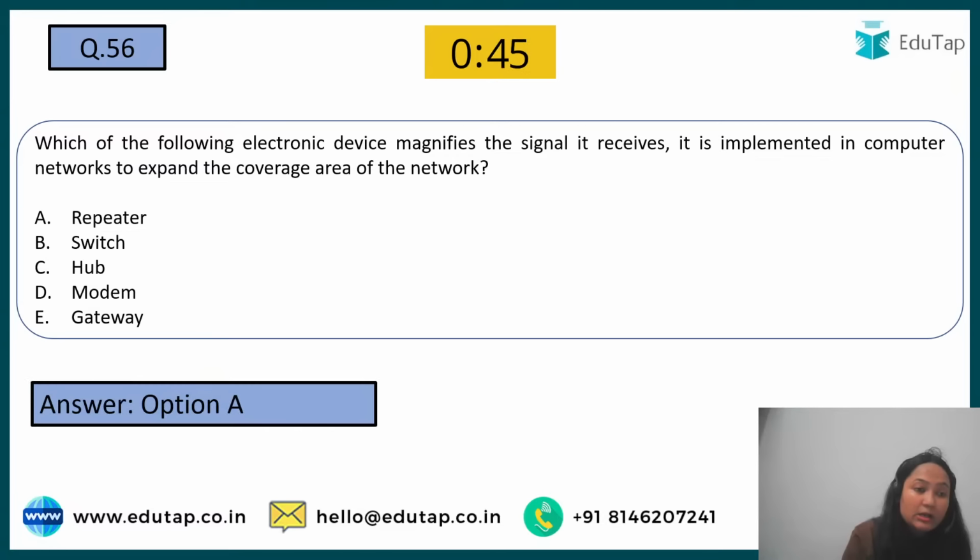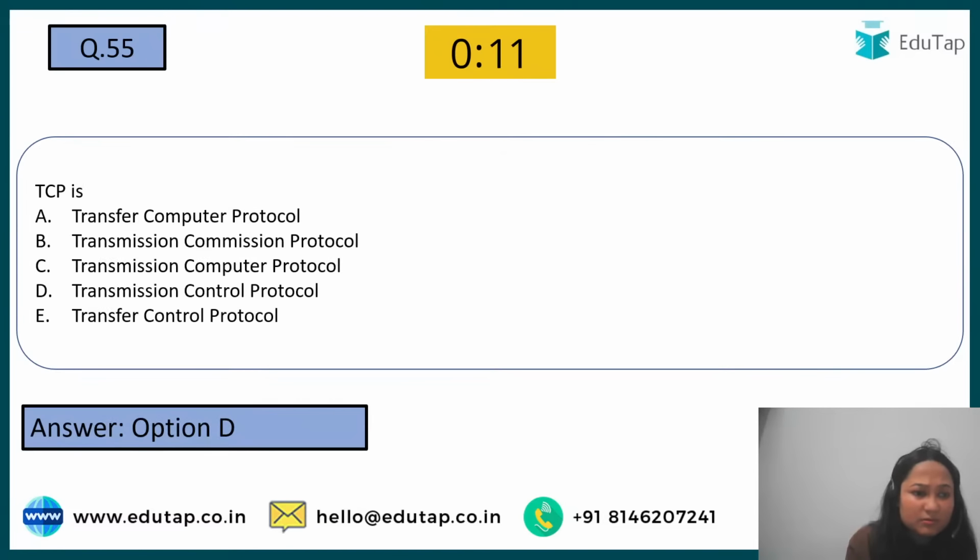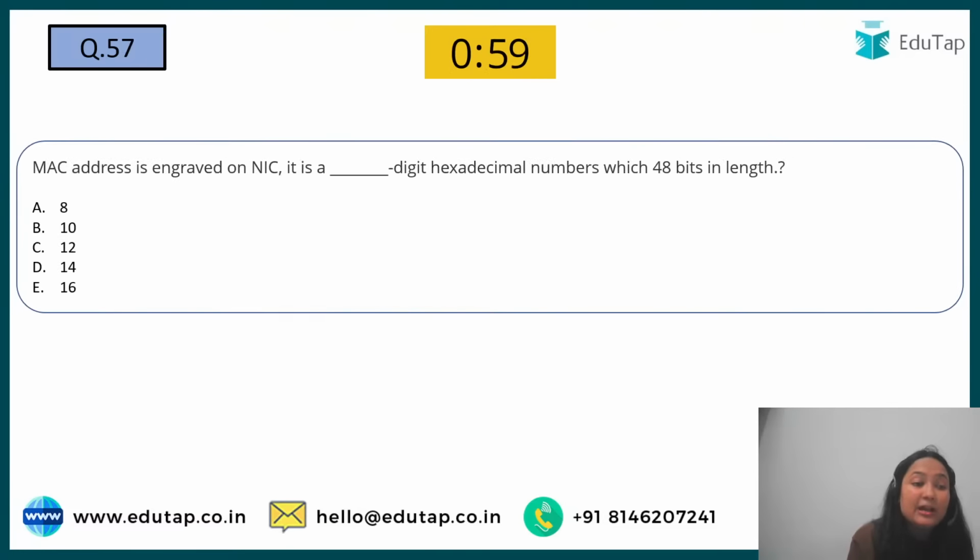Now coming to the next question, which of the following electronic device magnifies the signal it receives and implemented in the computer network to expand the coverage area? Okay, this question we have done.